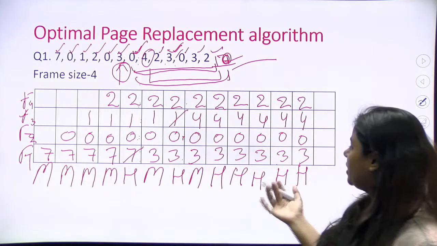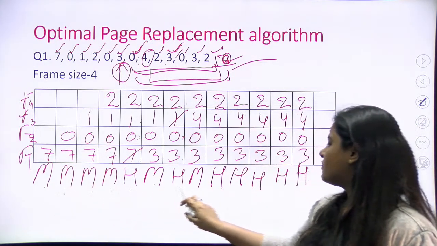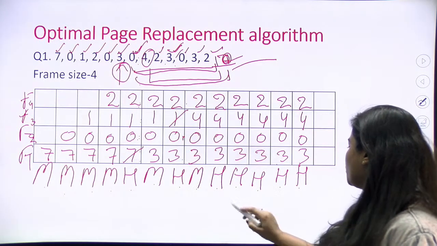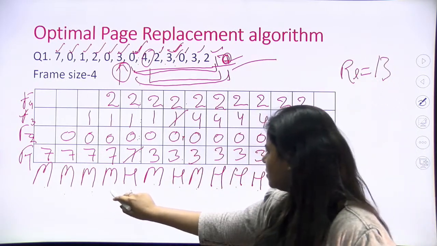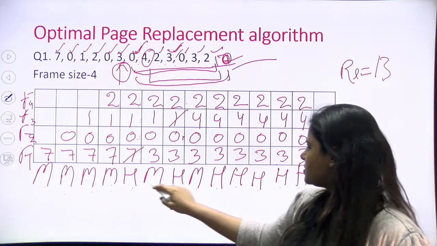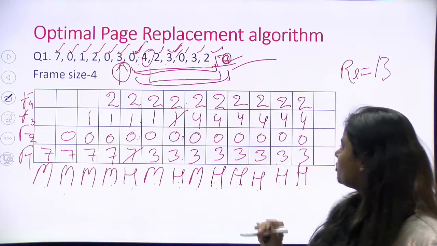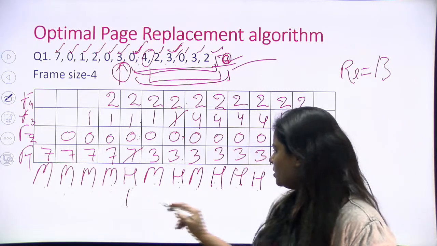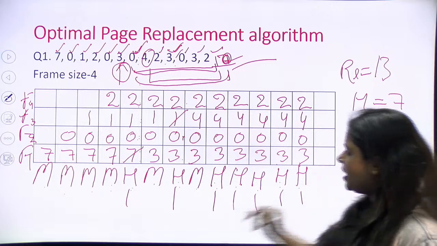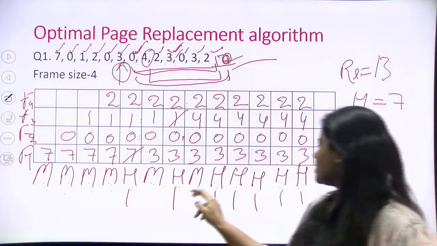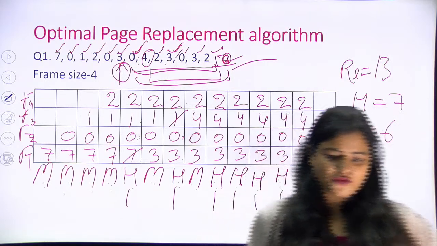So let's calculate the number of references. Total number of references is 1, 2, 3, 4, 5, 6, 7, 8, 9, 10, 11, 12, 13. Yes, 13 is the total number of references, and the number of hits is 1, 2, 3, 4, 5, 6, 7. Number of hits is 7, and number of misses is 1, 2, 3, 4, 5, 6. Number of misses or page faults is 6.